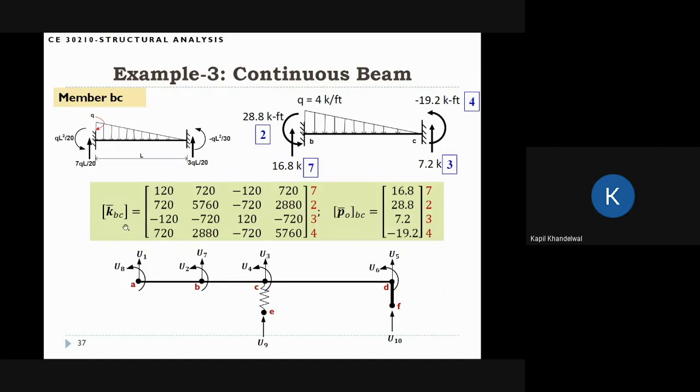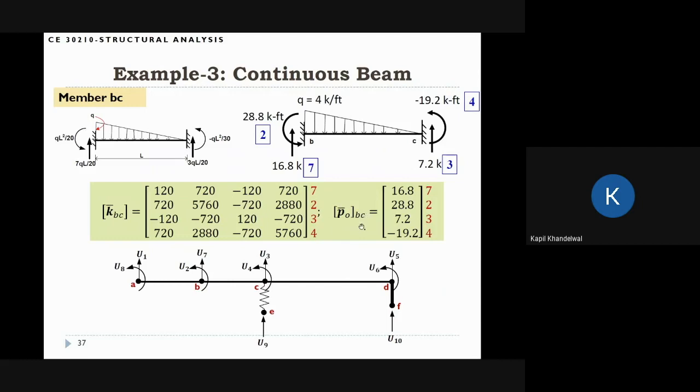So for member BC, this is the B and this is the C. The I node is here and the J node is here. So you can see that the ordering is VI is U7, theta I is U2, and VJ is U3, and theta J is U4. So 7, 2, 3, and 4.